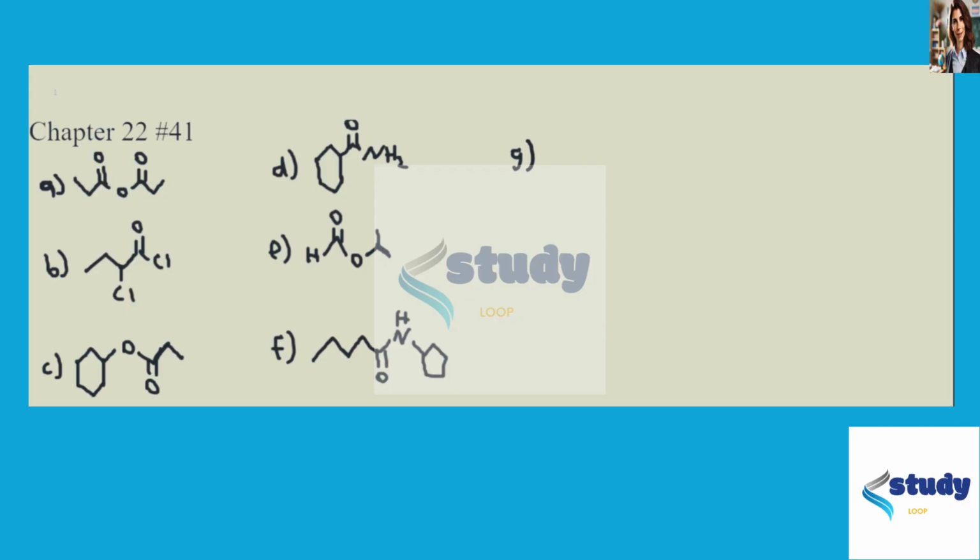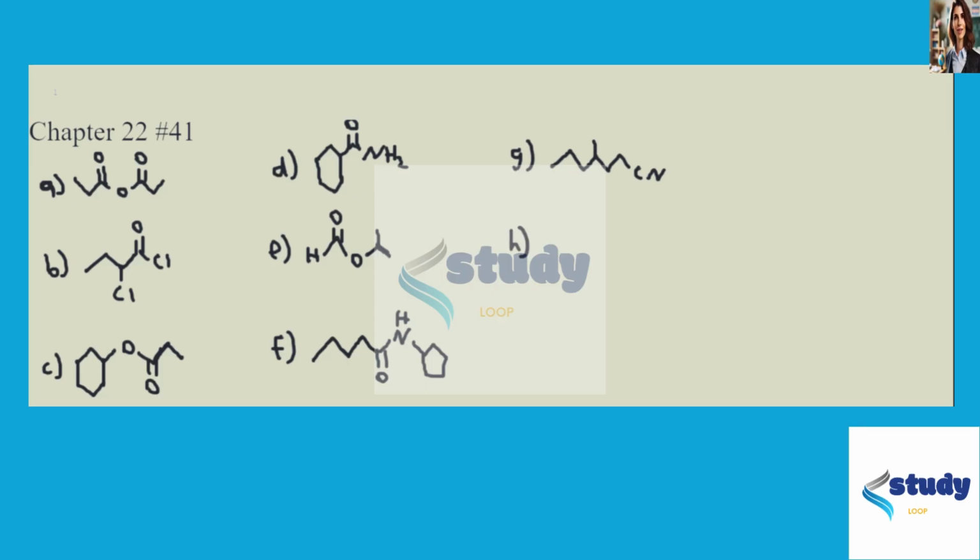For G, we have 4-methylheptanenitrile. So 1, 2, 3, 4, 5, 6, 7. Okay, so there's our heptanenitrile. And here would be a methyl group on carbon 4.